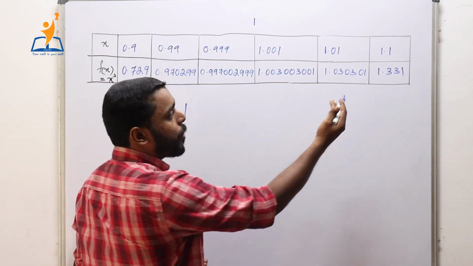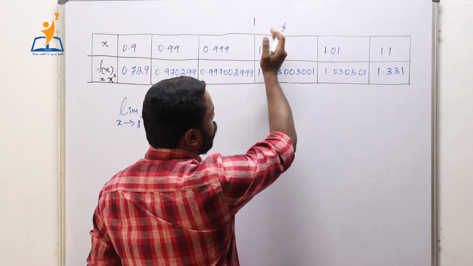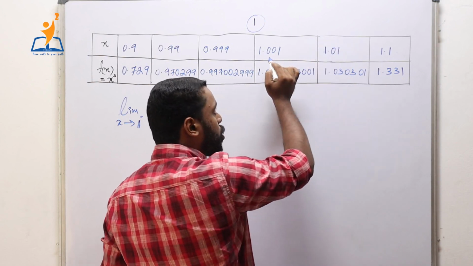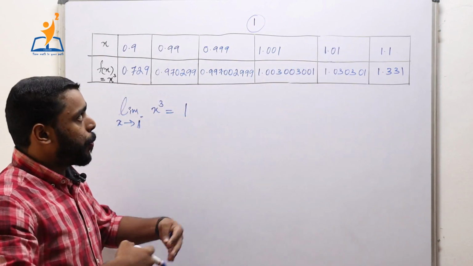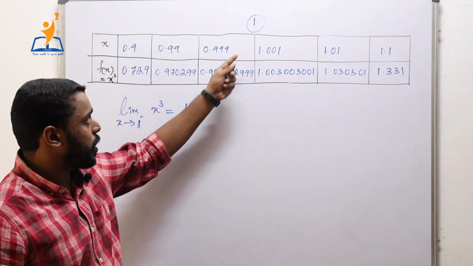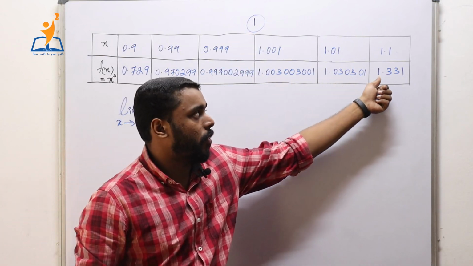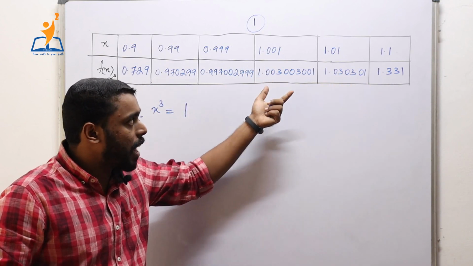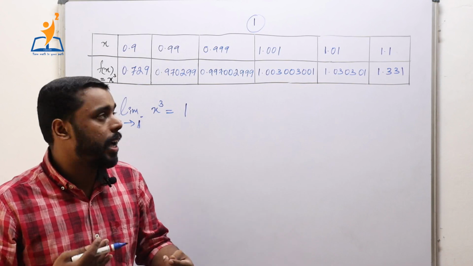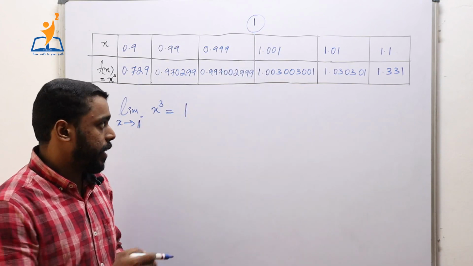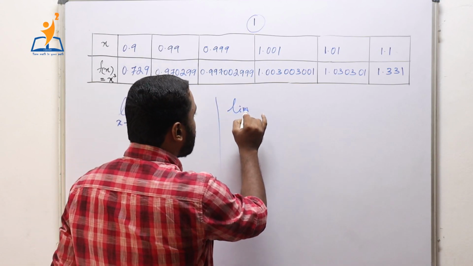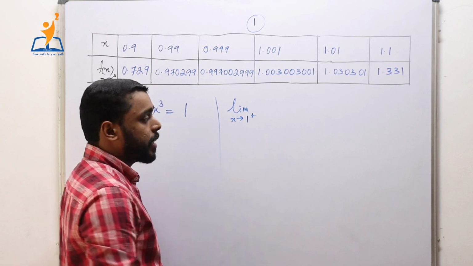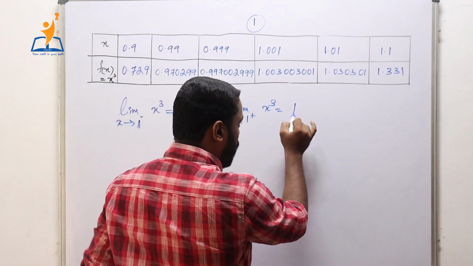Now we shall move from the right side to the input value 1. So that is, we are moving from 1.1, then 1.01, then 1.001. That is, each time we are getting closer and closer to 1. Then the output values also become 1.331, 1.030, 1.003, which means that the output value is also becoming closer and closer to 1, which means that we can define limit x tends to 1 plus, which means that the input values are approaching from the right hand side, of x cube, which is equal to 1.